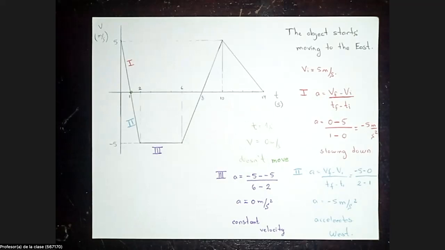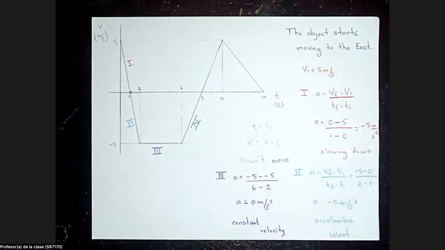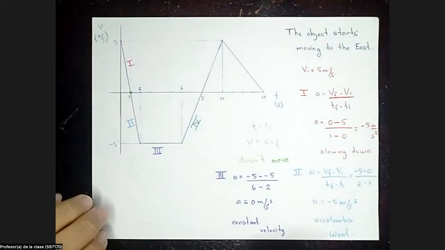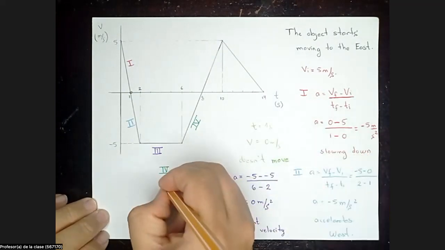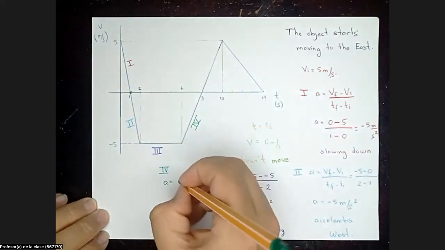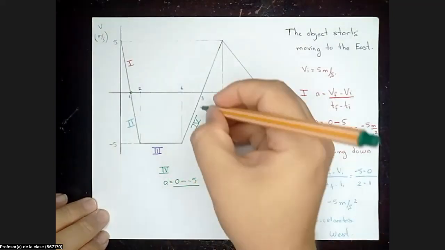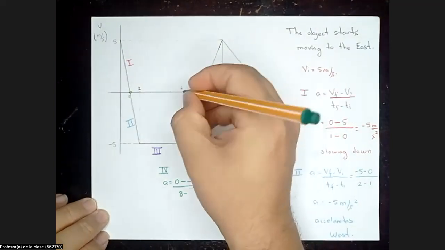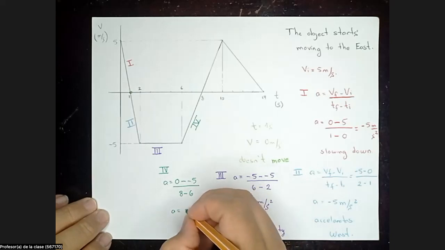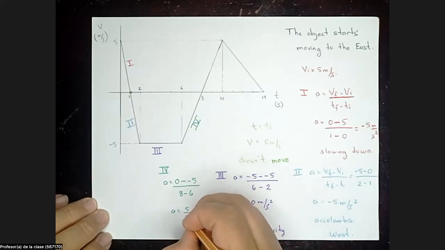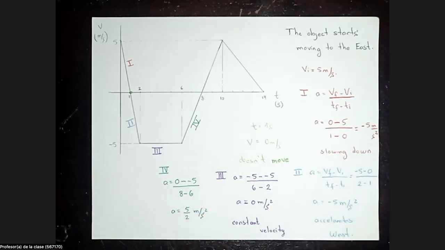Okay, so now appears the fourth interval. What happened here? In the fourth interval, the final velocity is 0, the initial velocity minus 5, the final time 8, the initial time 6. So here the acceleration is going to be 5 divided by 2 meters per square second.